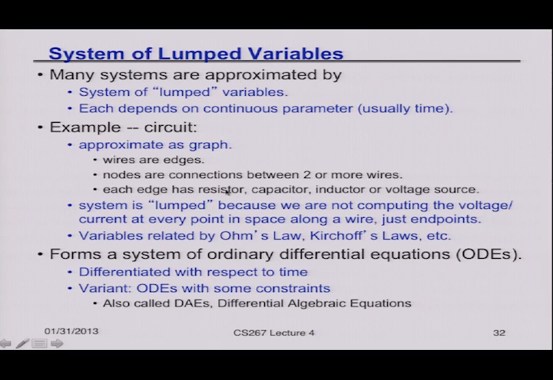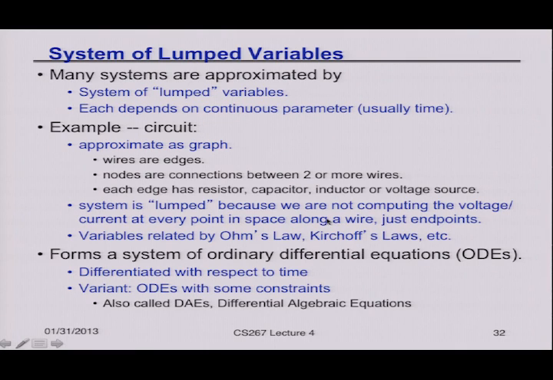But in addition, each edge has some interesting property. It may have a resistor on it, or a capacitor, or an inductor. It has some property. Okay? And so we're going to call this system lumped, because we're not computing the voltage at every point along the wire. We don't care about that. We only want the voltage and the current at the nodes, where the wires come together. That's all we need to know.